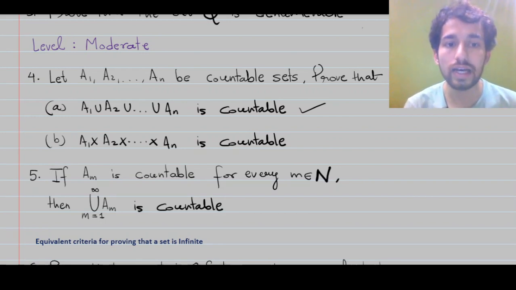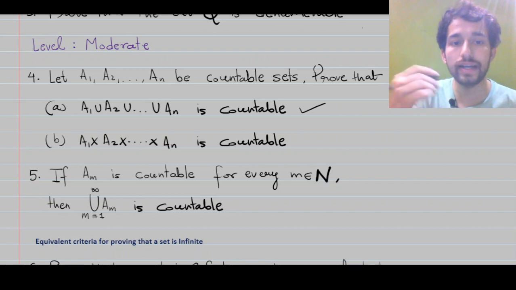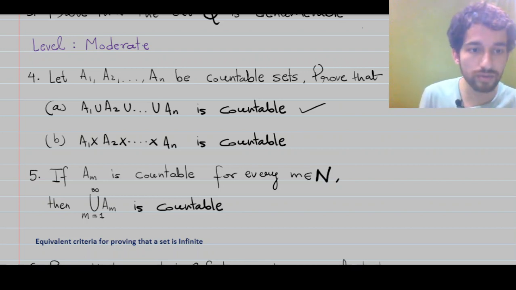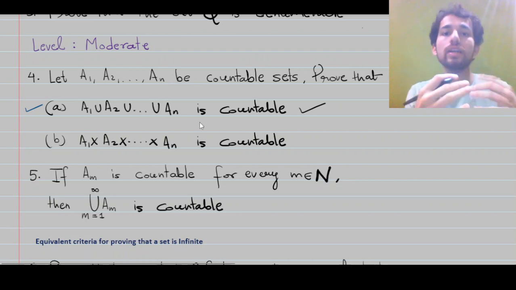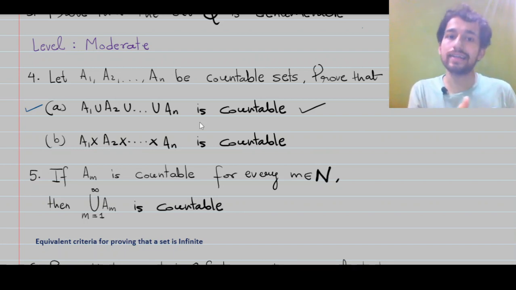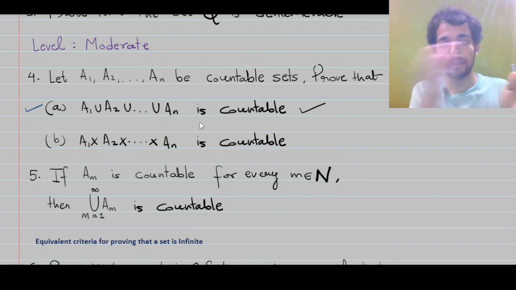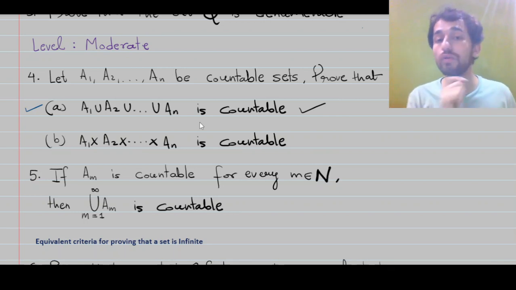You are given A1, A2, ..., An as countable sets. That is, you are given n countable sets A1, A2 till An, and you have to prove these two. In the first one, you are supposed to prove that if I collect the union of these countable sets, the union being an operation we apply on sets, then the resulting answer is again a set, A1 union A2 union till An. Now this set is again countable. You have to prove that.